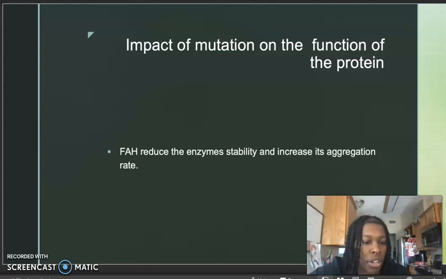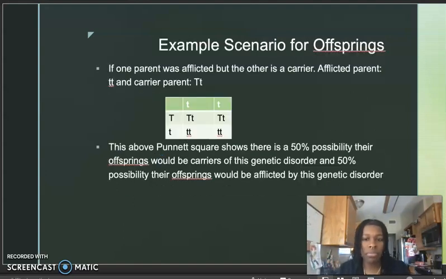And to give just an example scenario for offspring: if one of the parents was afflicted but the other one is a carrier, I did a Punnett square where you can see the top is the affected parent and the side is the carrier parent. When you do the Punnett square, you get a 50-50 ratio. The Punnett square shows that there is a 50% possibility their offspring would be carriers, and another 50% possibility that their offspring would be afflicted by the genetic disorder.